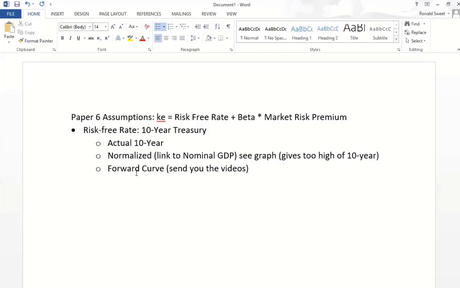I don't like using the short-term rate because it's just so volatile. It's just going to put your valuations all over the place. So I like the 10-year. I just don't like using the current 10-year. All right, let's talk the market risk premium.